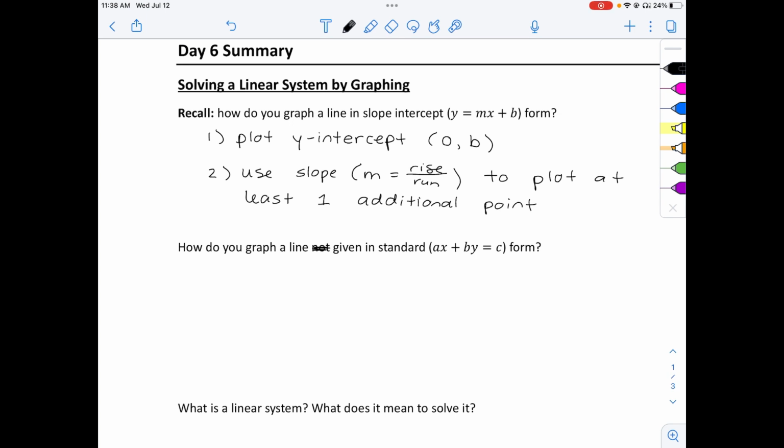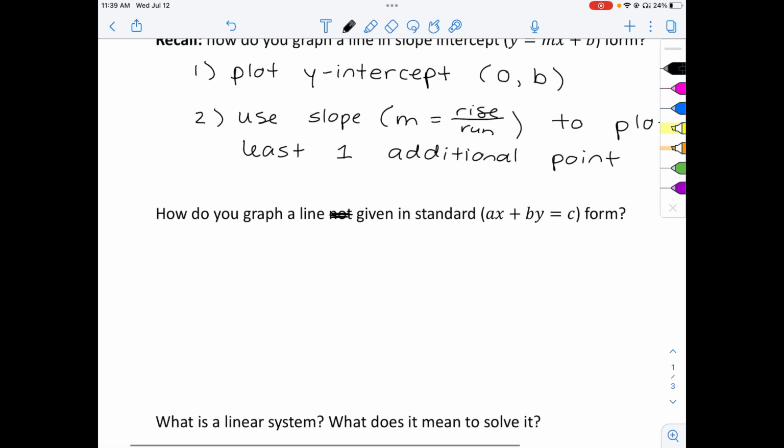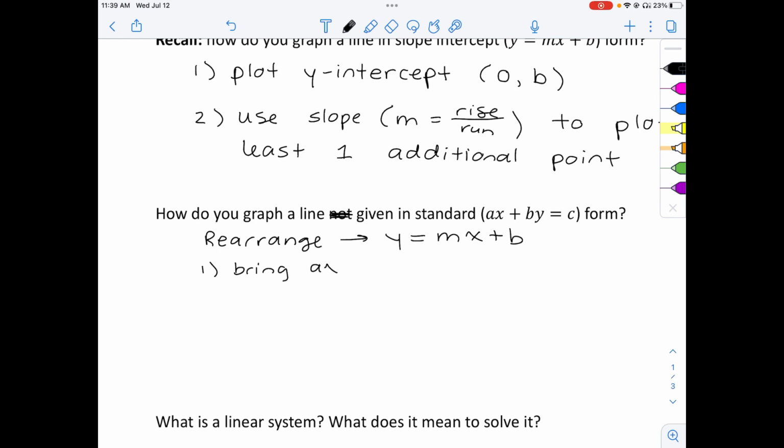That's a common mistake, is just looking at it and thinking, okay, whatever number is for a, for example, attached to the x is the slope, and c is the y-intercept, but that's not the case. So what you need to do is you need to rearrange the equation to look like y equals mx plus b, and then you can graph with the same steps as above. So when you have ax plus by equals c, the first step is you want to bring the ax term to the right side.